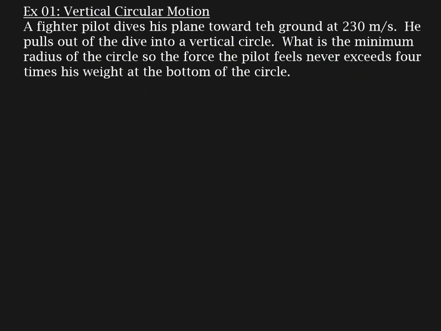Okay, so in this example we have an airplane, a fighter pilot who's flying his plane down towards the ground, and he's going to pull out of the dive into a circle. And what we want to know is what the minimum size of that circle, the radius of the circle, has to be so that the pilot never feels a force that's more than 4 times his weight at the bottom of the circle. Now, what we have to be careful with is we're using language that you're not familiar with in terms of identifying various forces.